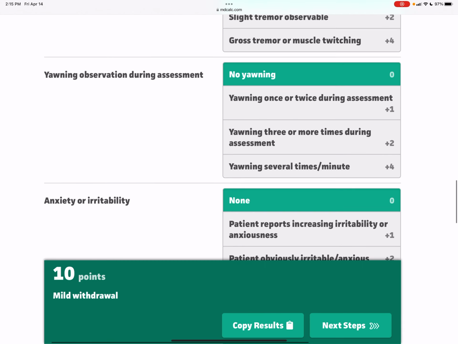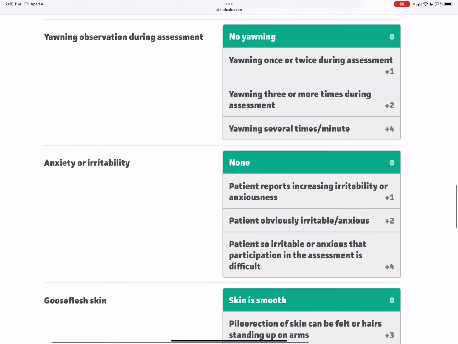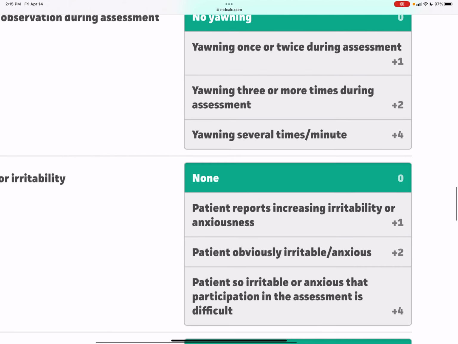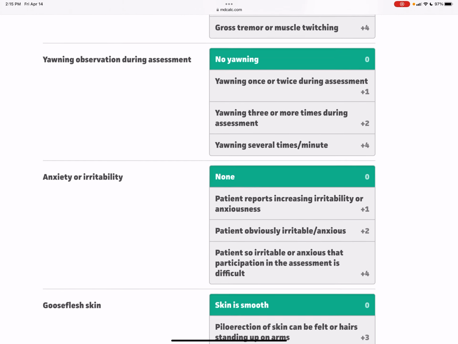And then yawning. Do I observe you yawning in the time it takes me to do this assessment? So how many yawns are you having? Up to 2 yawns, you get 1 point. 3 or more yawns, you get 2 points. More than 3 yawns, you get 4 points.